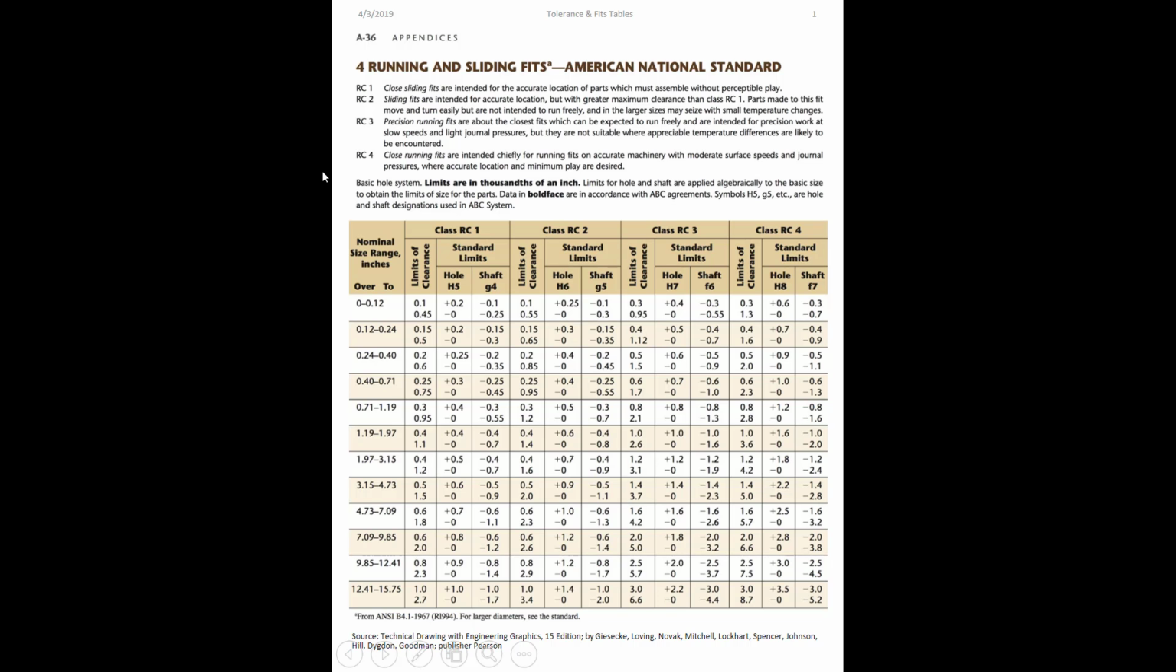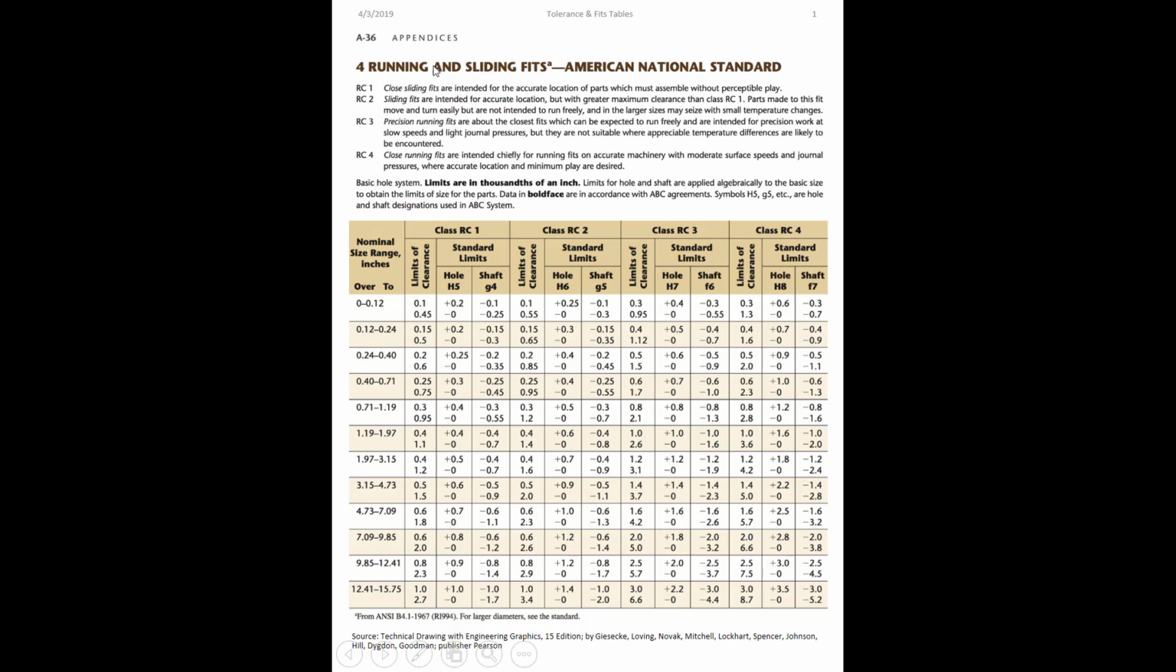So here are the tables that we're going to use. On the table there are 5 types of fits. The first 2 are clearance fits. The third one is the transition fit, and the last 2 are interference fits. Clearance fit means you have a big hole and a little shaft. Interference fit means you have a big shaft, little hole. And transition fit means either the hole or the shaft could be bigger than the other.